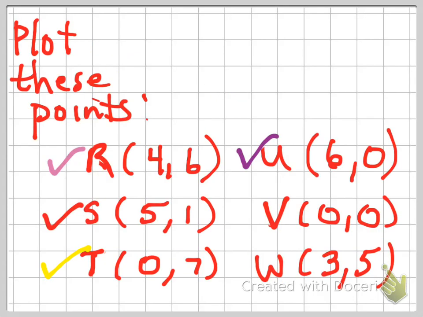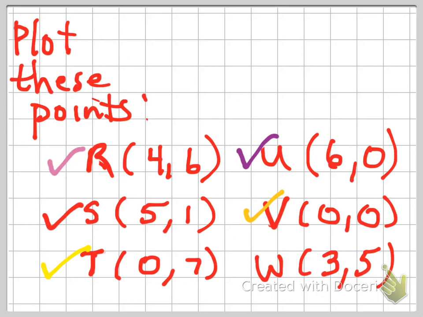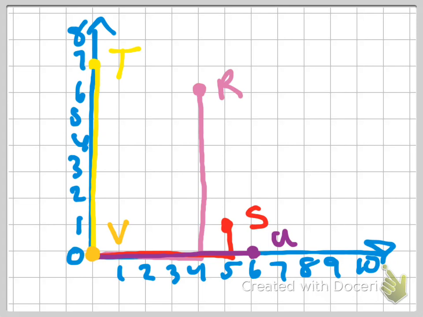Next is V. V is 0, 0. So it's right there. There's nowhere to go on the x or the y axis. And then finally we have W, and W is 3, 5. So let's go ahead and plot that. So we go over 3, go up to the 5, and that's our W. Did yours look like that? Hopefully so.